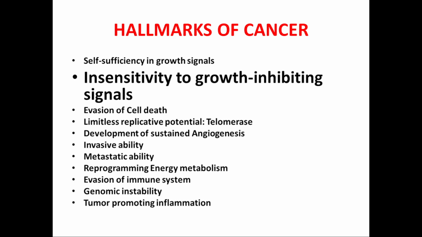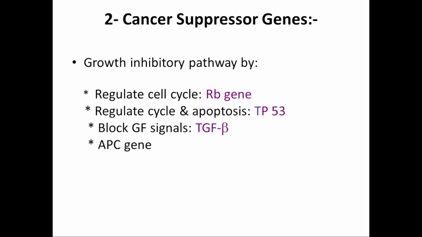خلصنا أول part أو أول feature of the cancer، كان self-sufficiency in growth signaling حكينا عنها. هلا رح نحكي على insensitivity to growth inhibiting signals. هدول growth inhibiting factors or signals، شو بسميهم؟ Tumor suppressor genes or cancer suppressor genes.